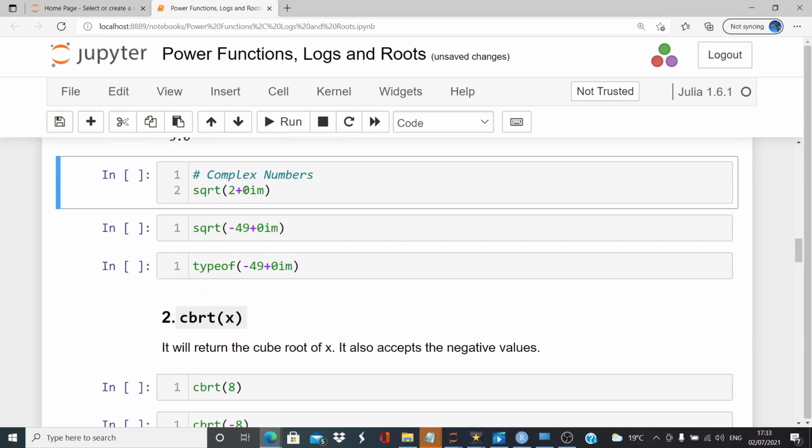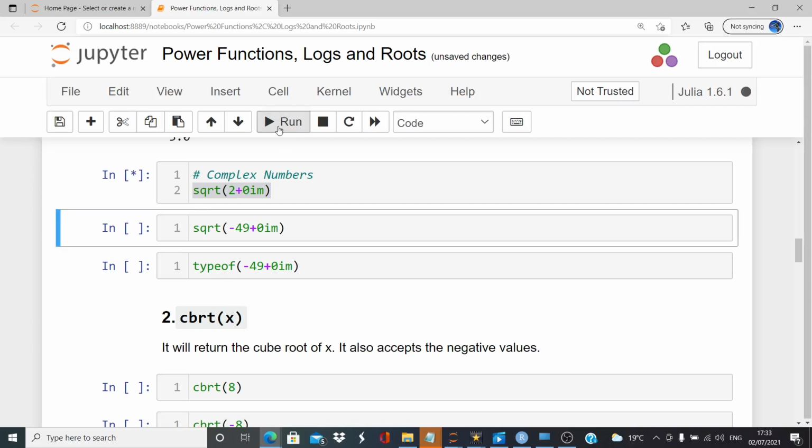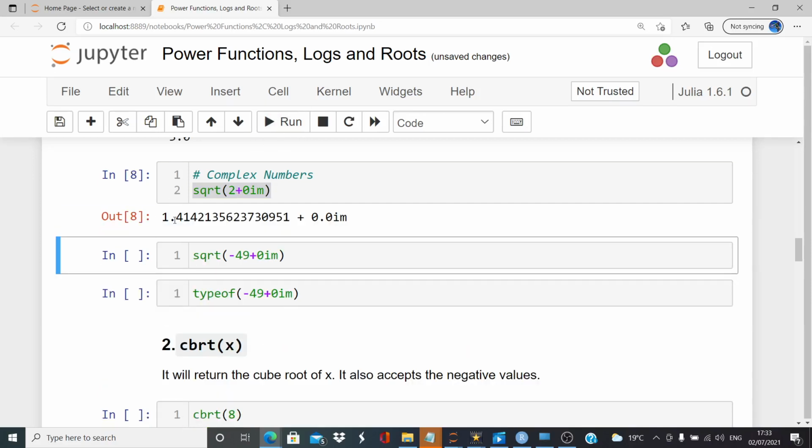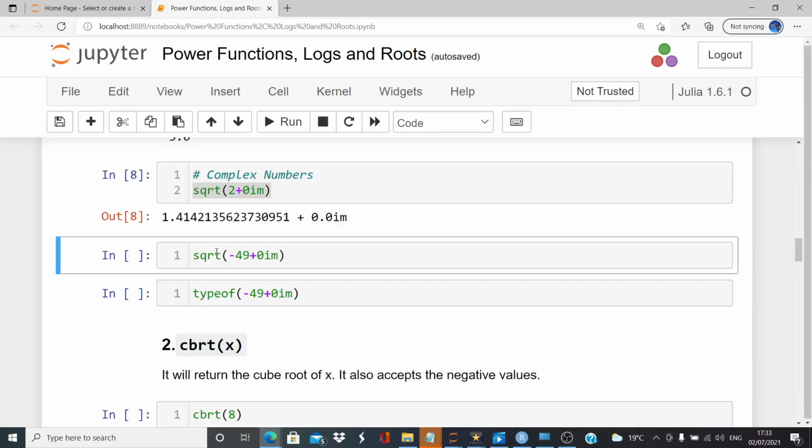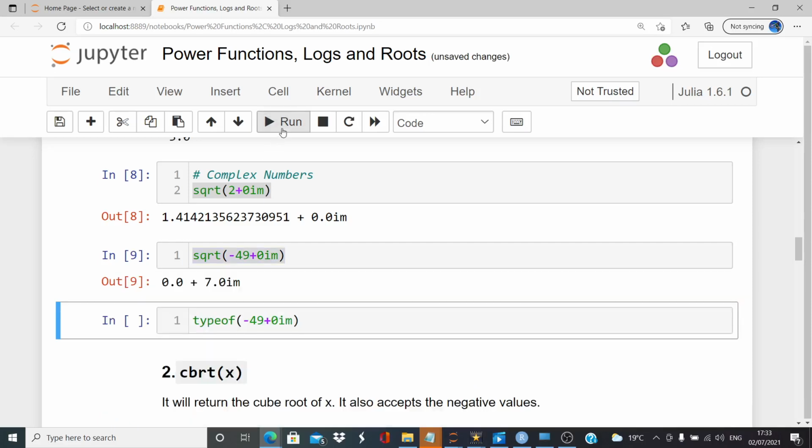Looking at complex numbers, essentially what we have to do is just specify it as a complex number. So there we go, 1.41 plus 0.0im. That is mathematically, numerically the same as the square root of 2, but not in terms of types. Let's just look at the example we were working on already: 0.0 plus 7.0im. So, okay, that's what we would expect.